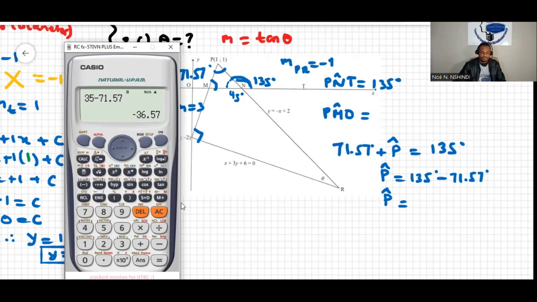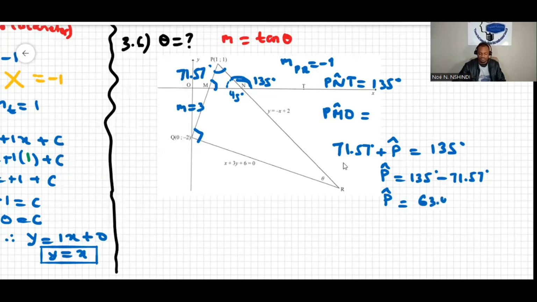Sorry, I missed. I wanted to say 135 minus 71.57. Yes, like that. Press equal, and this is equal to 63.43 degrees. That's the angle P.